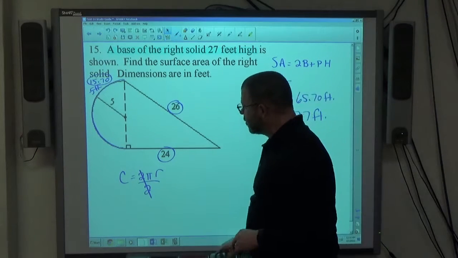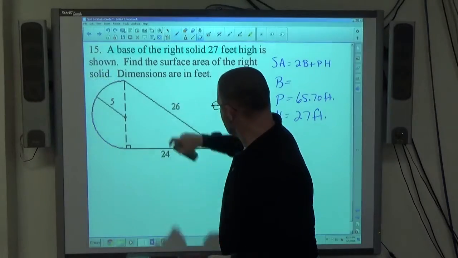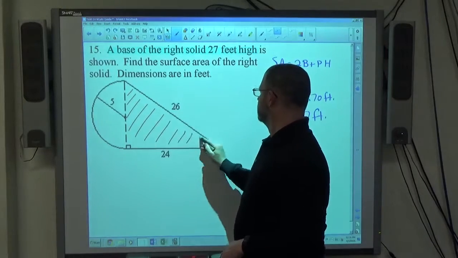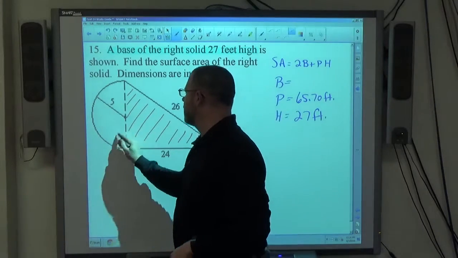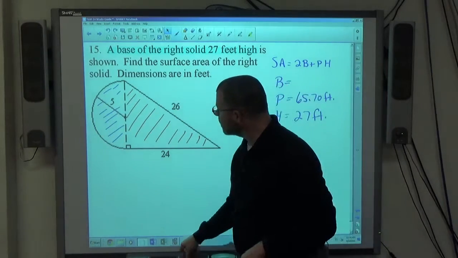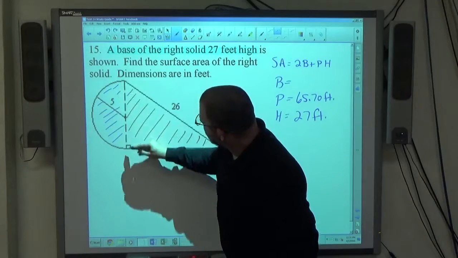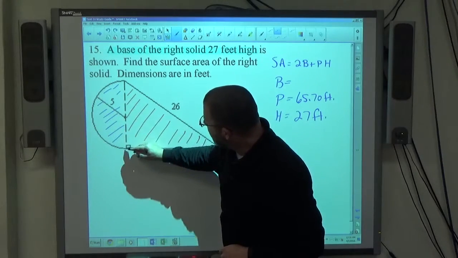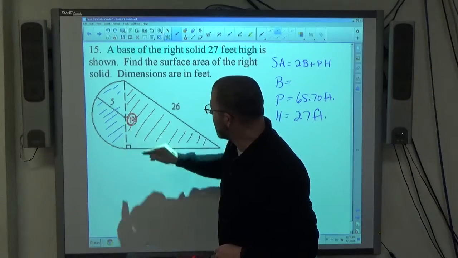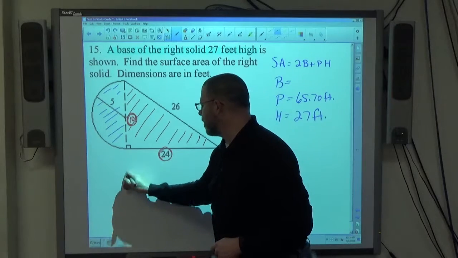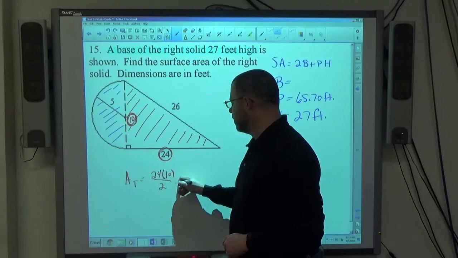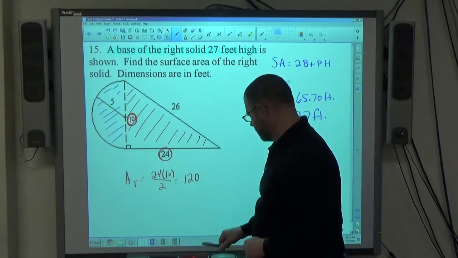As far as area is concerned, I need to find the area of this triangle and add it to the area of the semicircle. If you do the triangle first, the base is 24, the height is right here, which it doesn't identify, but that's a radius down 5, that's a radius up 5 for a total of 10. So the height is 10, the base is 24, the area of the triangle is going to be 24 times 10 divided by 2. 12 times 10 is 120.